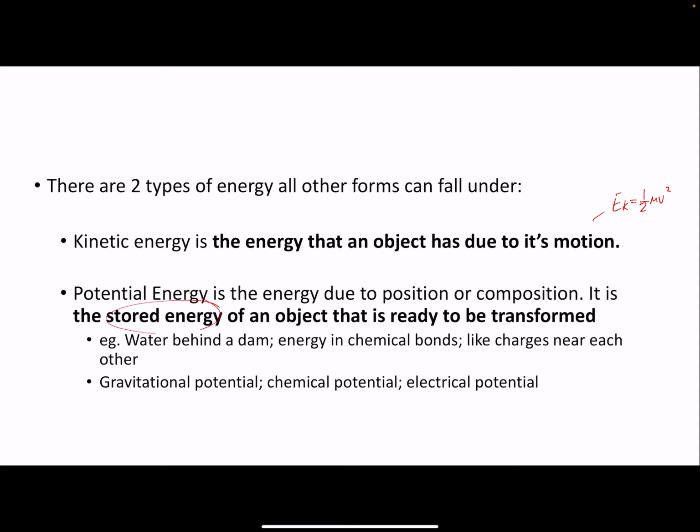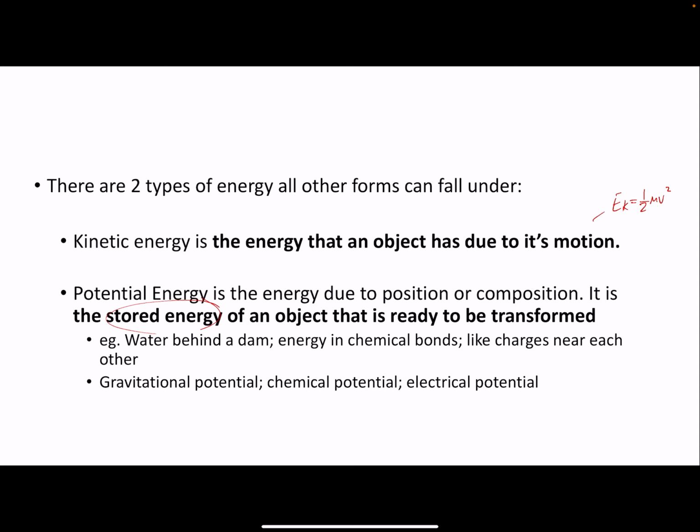Okay, so anything that is kind of waiting to do a task has potential energy. And there's three examples here. Water being held behind a dam. As soon as the dam breaks, the water will flow. Okay, it has the potential to move. That's gravitational potential. Energy in chemical bonds. That energy is being ready. It's holding the atom together. So it's called chemical potential energy. It has the potential to react. And then lastly, if we hold two like charges near each other, they want to repel.